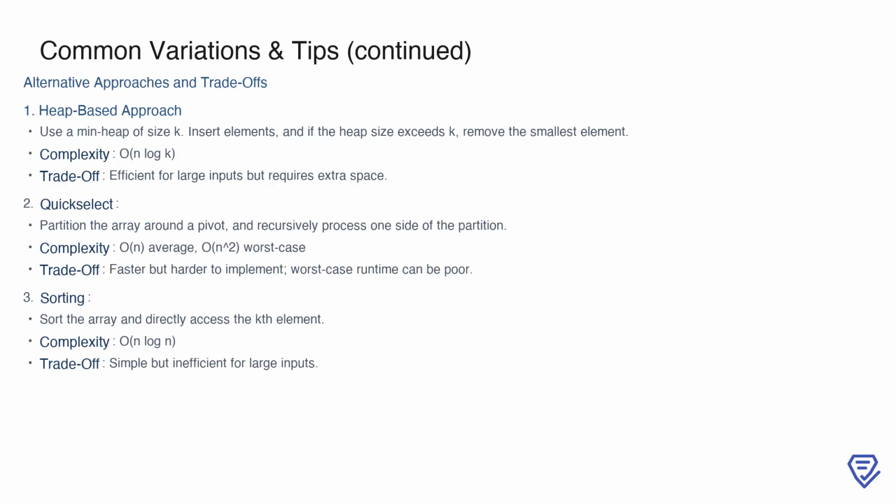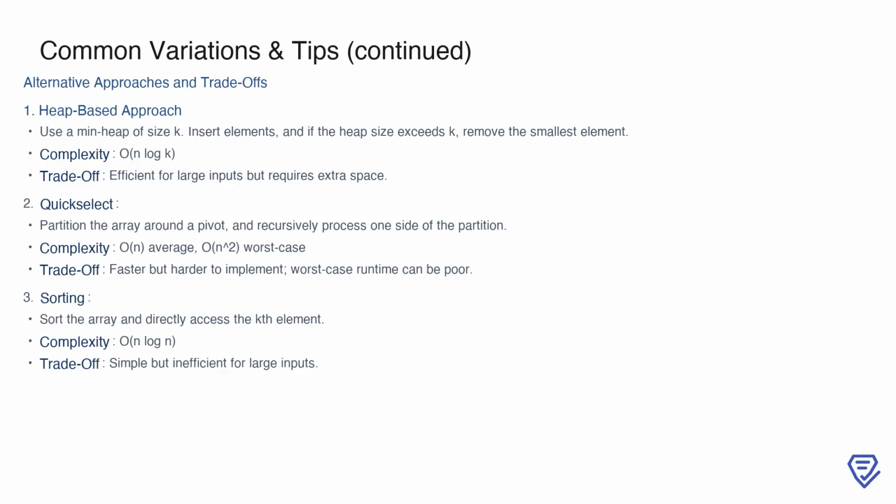There are several alternative approaches to solving this problem, each with its own trade-offs. One common method is the heap-based approach. Here, you maintain a min-heap of size k. As you process elements, you add them to the heap, but if the heap size exceeds k, you remove the smallest element. This ensures that only the k largest elements are retained, with the smallest of these being the kth largest. This approach has a time complexity of n log k, and is efficient for large inputs, though it requires additional space for the heap.